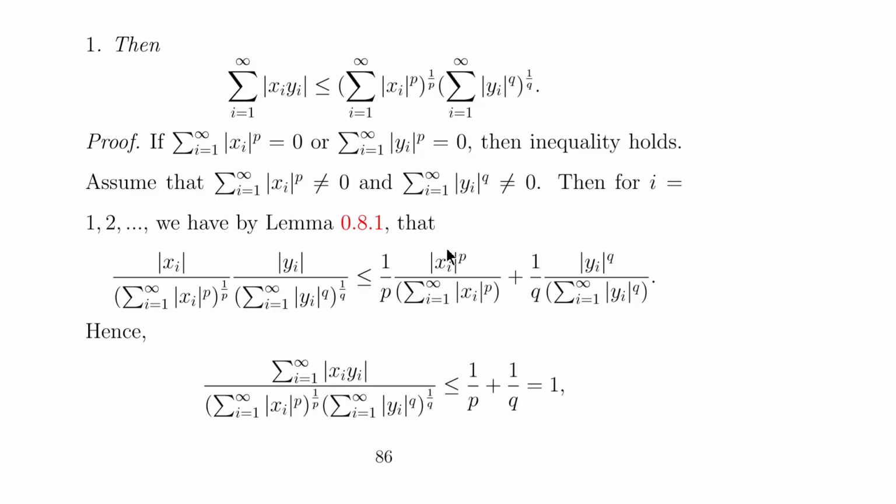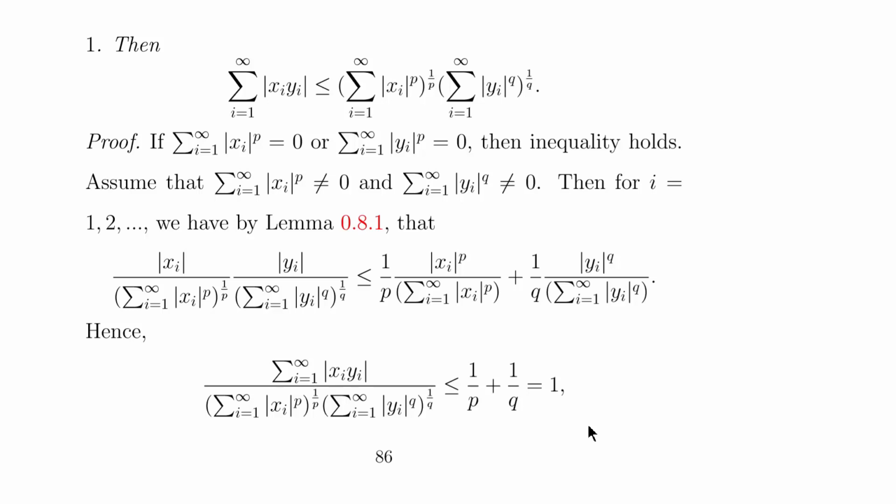Then for i equal to 1 to infinity, we have the modulus of xi into the modulus of yi over the summation of modulus xi power p whole raised to power 1 by p into the summation of modulus of yi power q whole raised to power 1 by q is less than or equal to 1 over p into the modulus of xi power p over the summation of modulus xi power p, plus 1 over q into modulus of yi power q over the summation of modulus of yi power q.